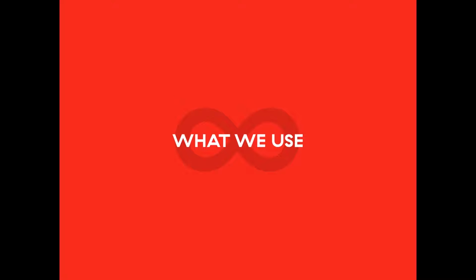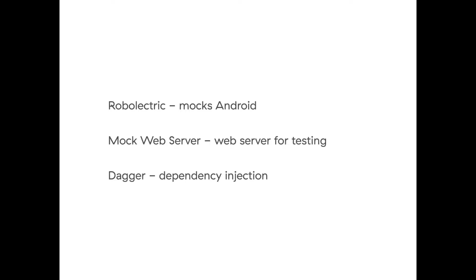So what we use to implement tests, basically we use Robolectric. Robolectric is a unit test framework. It mocks Android, and basically it runs your tests on the JVM, so you don't need an actual device. The second thing we use is MockWebServer. Basically, it's a web server for testing, and it enables you to mock anything you want. So you write mock responses, mock them into your tests, and test the application with those responses.